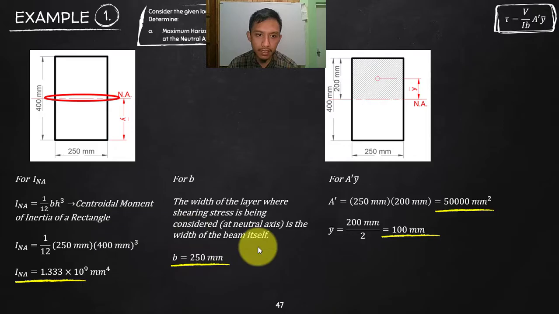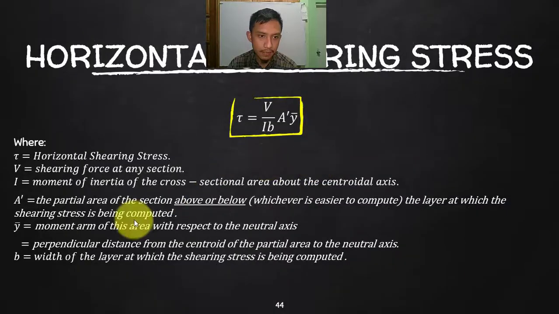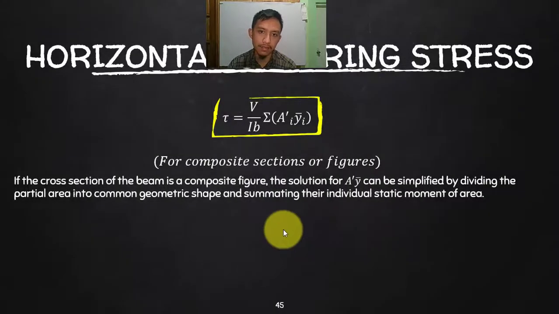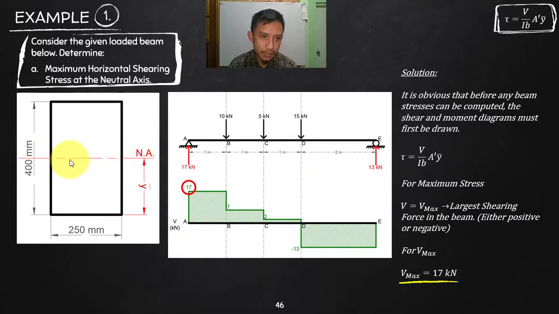Going back to this definition, your B is the width of the layer at which the shearing is being computed. That is the width where the shear is being evaluated. We are getting the shear at the NA, so that is the width of the beam at your NA. Let's say this is an I shape. Later on, the width on top and the width on the NA will be different. But still, the B should be the width on the layer that we are considering. And again, we are getting the maximum at the neutral axis, so that should be the B, the width of your beam at the neutral axis.